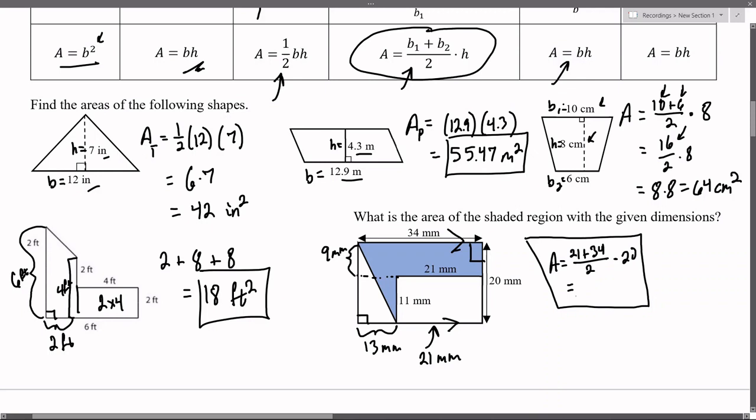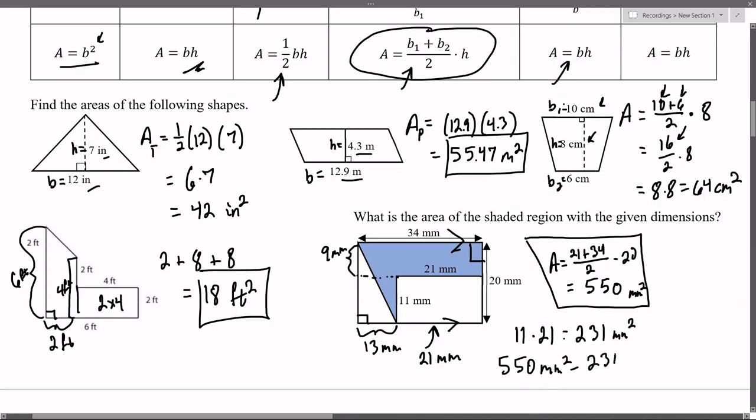Let me plug this in a calculator, see what we get. I am getting 550, and it's going to be millimeters squared. But we have to remove this rectangle from that trapezoid. So this rectangle has a height of 11 and a base of 21. So 11 times 21 is 231 millimeters squared.